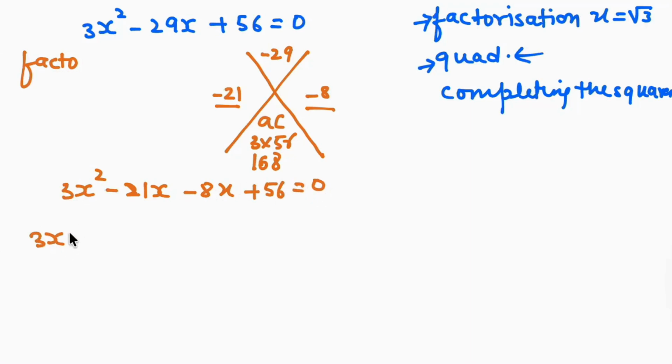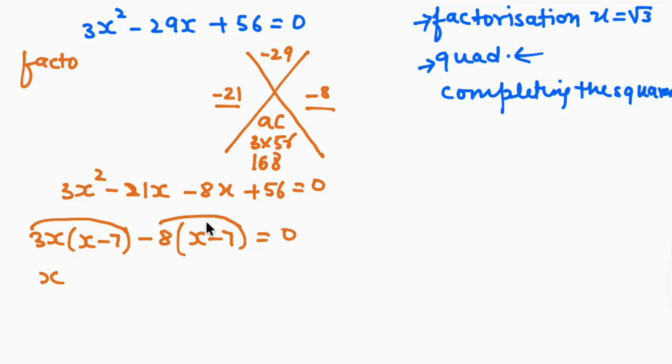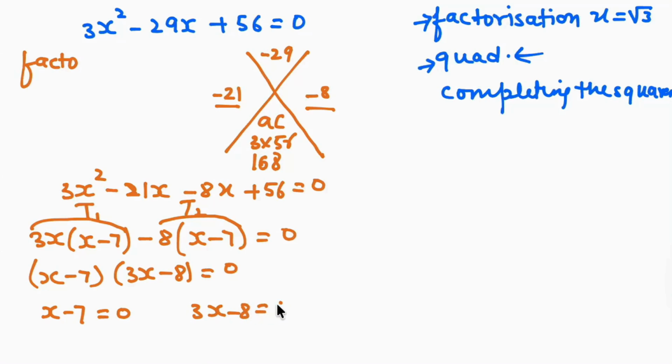So taking 3x common, x minus 7, then taking minus 8 common, x minus 7 is equal to 0. This is term 1 and term 2. Taking x minus 7 common from both, we get x minus 7 times 3x minus 8 is equal to 0. Now applying the zero property, x minus 7 is equal to 0 or 3x minus 8 is equal to 0. So x is equal to 7 or x is equal to 8 by 3.